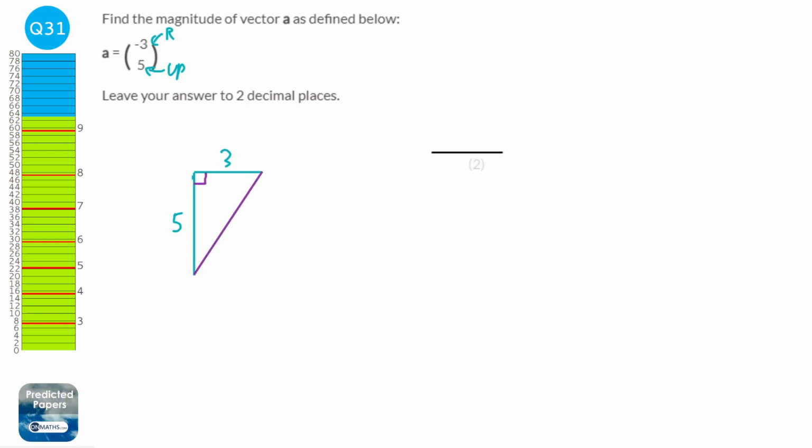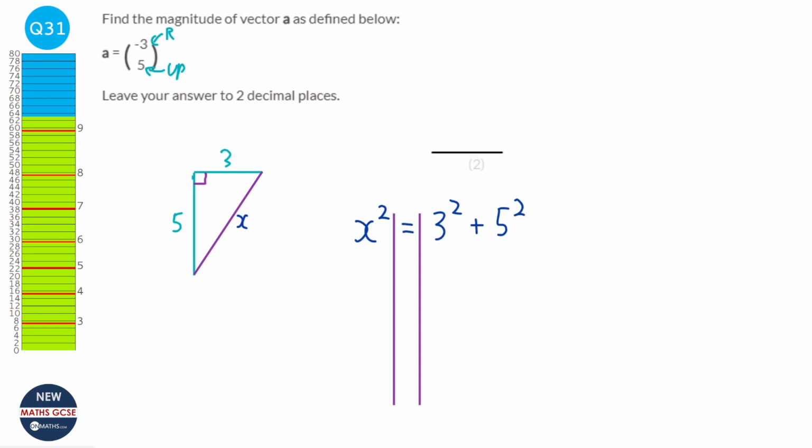And so to find the length of this line, which I can just call x, we do a squared plus b squared. So we do 3 squared plus 5 squared. It's just simple Pythagoras. And so what we're going to do is just work out what 3 squared plus 5 squared is. So that's going to be 9 plus 25, which is 34. And then square root both sides. So we've got x is square root of 34, which is 5.830 blah blah blah.